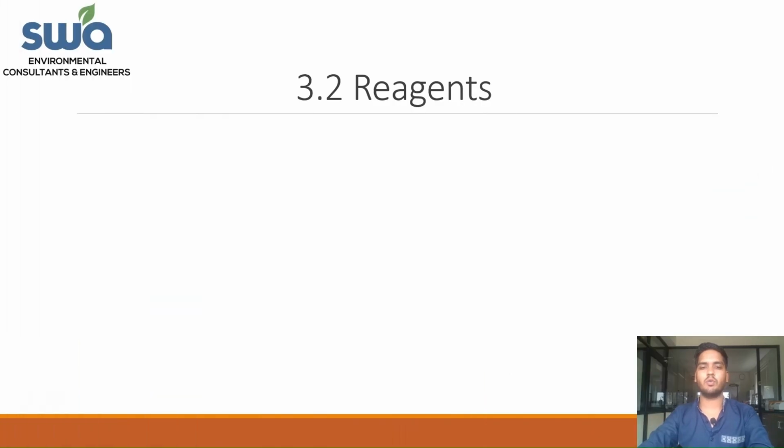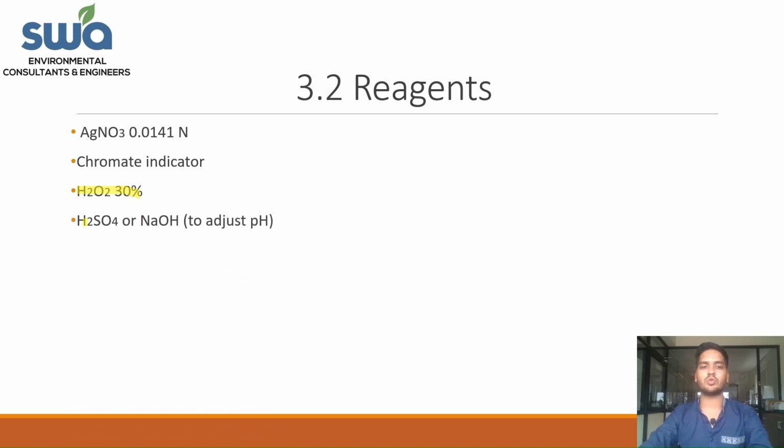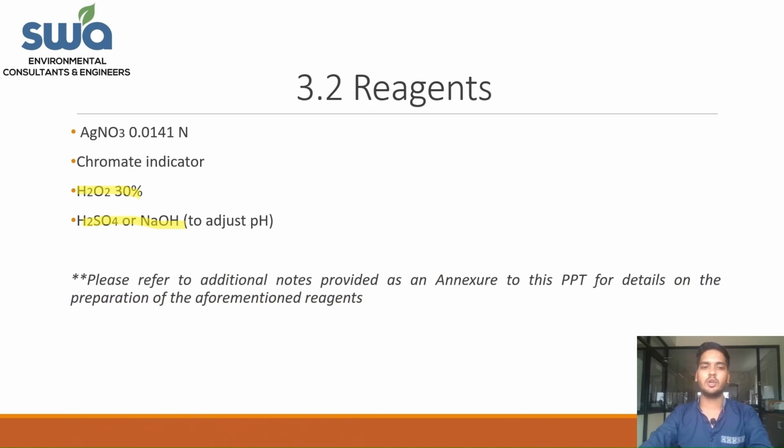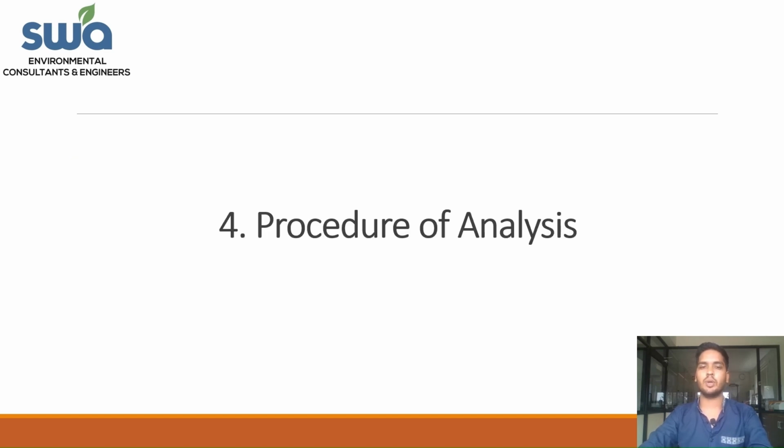Then reagents will be required: AgNO3 0.0141 normal, as we have discussed, then chromate indicator, then H2O2, the peroxide. It will be required for the removal of interferences, which we'll see in the next slides. Then we'll require H2SO4 and NaOH for adjusting the pH between 7 to 10. You can find the procedure of preparation of all these reagents given in the annexure. You can find the link in the description. So let's understand the procedure of analysis.